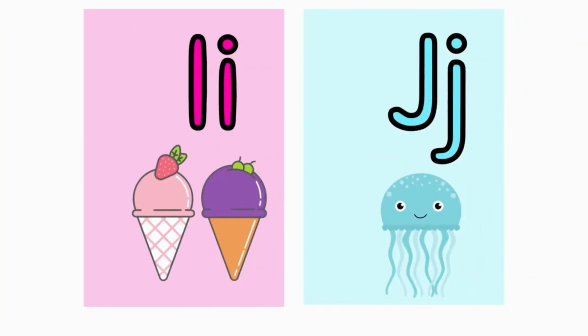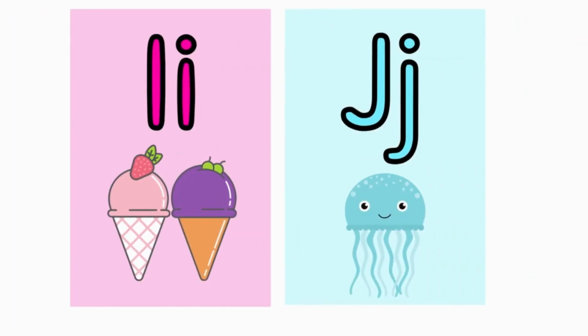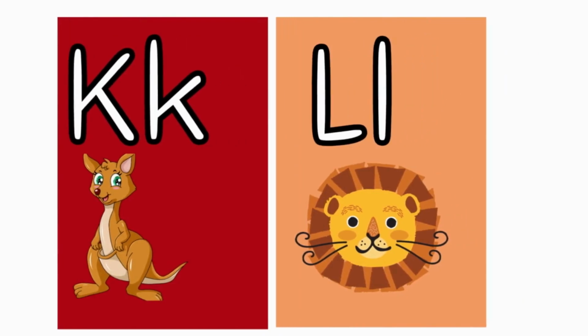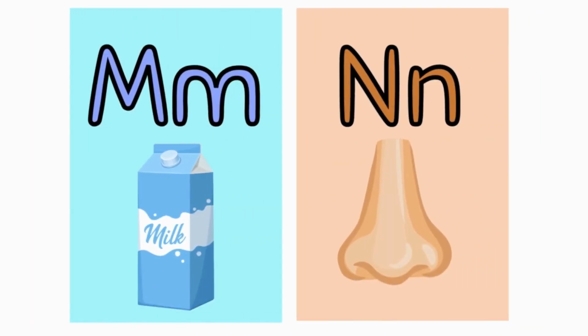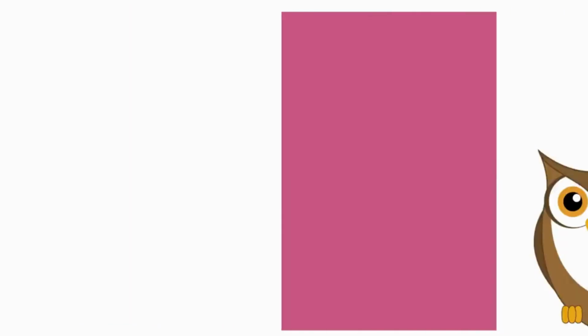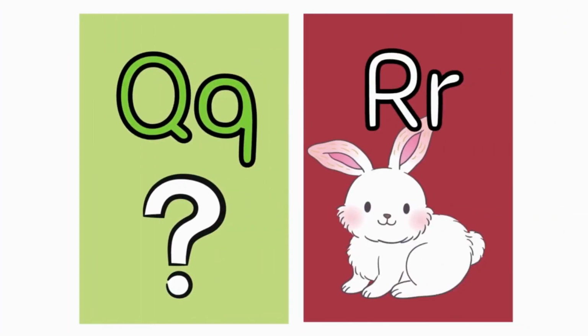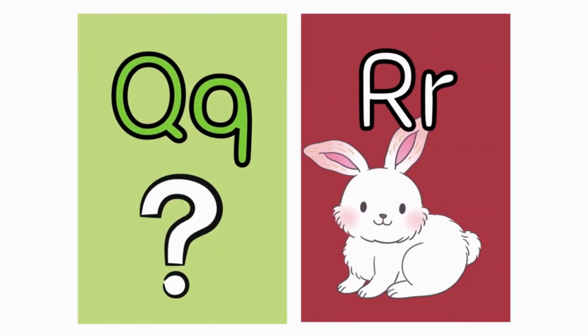Ice cream. J for jellyfish. K for kangaroo. L for lion. M for milk. N for nose. O for owl. P for penguin. Q for question. R for rabbit.